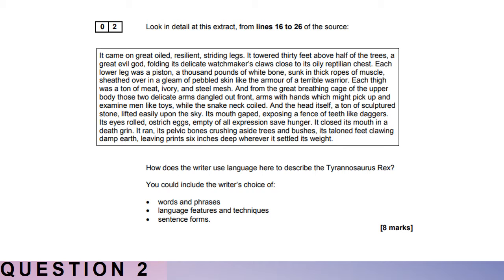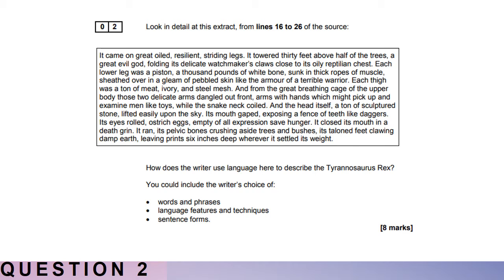It came on great, oiled, resilient, striding legs. It towered 30 feet above half of the trees, a great evil god, folding its delicate watchmaker's claws close to its oily reptilian chest. Each lower leg was a piston, 1,000 pounds of white bone sunk in thick ropes of muscle, sheathed over in a gleam of pebbled skin like the armour of a terrible warrior. Each thigh was a ton of meat, ivory and steel mesh.